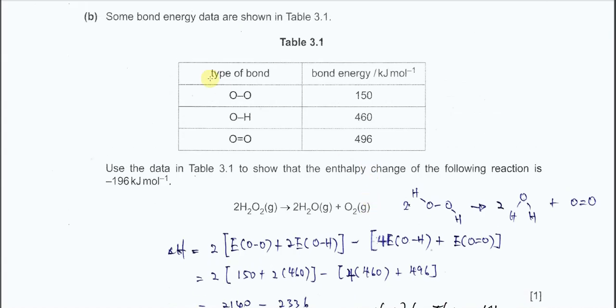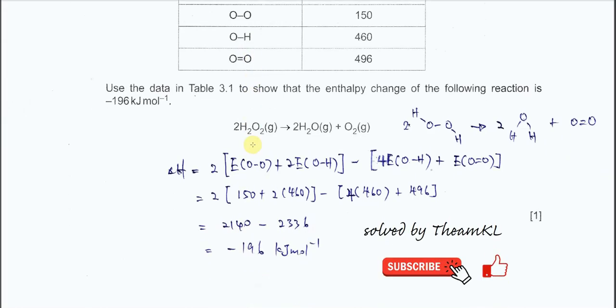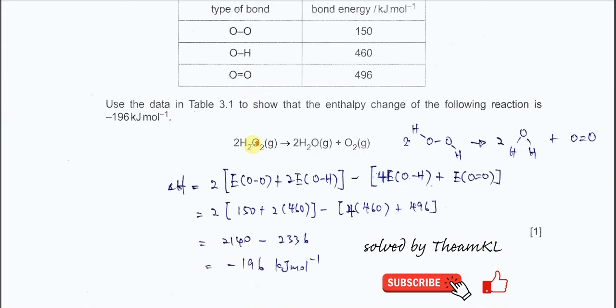Part B. Some bond energy data is given in this Table 3.1: O-O bond, O-H bond, O=O double bond. Use this data in Table 3.1 to show that the enthalpy change of the following reaction is negative 196 kJ per mole. In order to do this, you have to use the bond energies and you must know the structure. For H2O2, its structure is this.